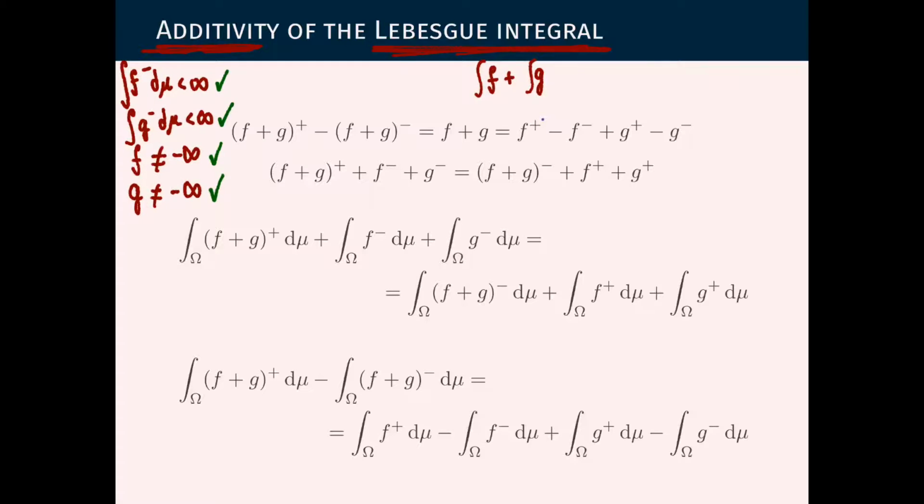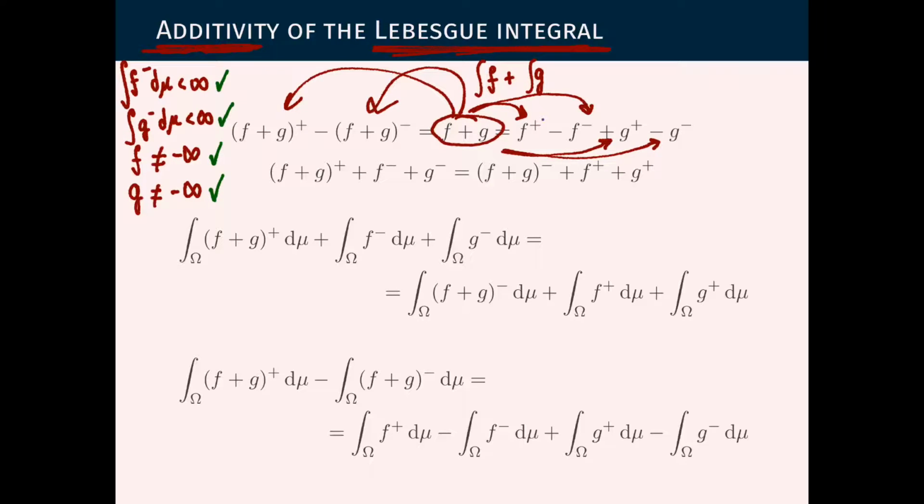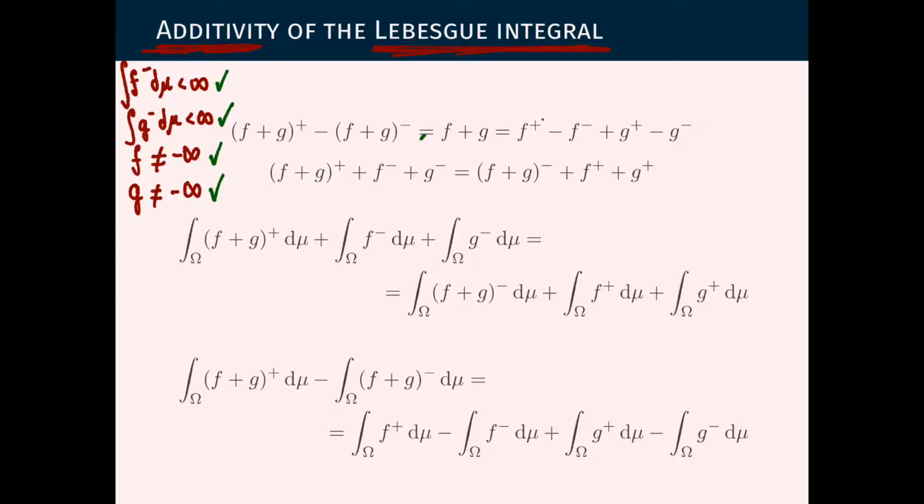And supposing this, the trick to prove additivity is to write f plus g expanded in two different ways. One way is to take f, split it into positive and negative parts, take g, split it into positive and negative parts, and alternatively, group f and g together and split their sum into a positive and a negative part. Now, once we have established both these equalities, we can ignore that we started from this and just use that these two expressions are equal.